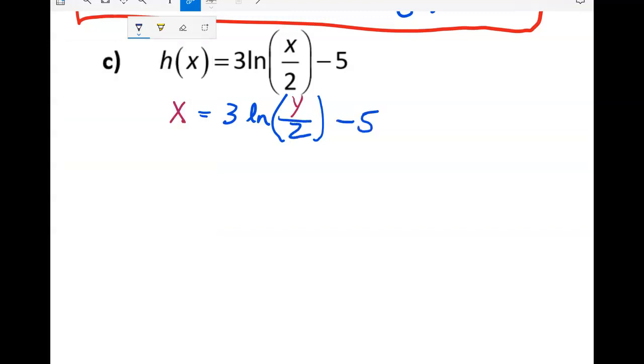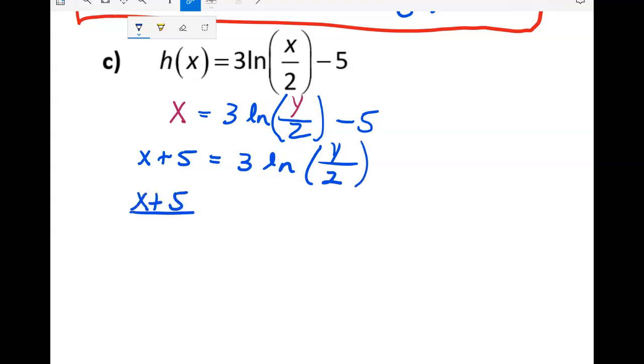Now we can go about solving this. Since we're solving for y, think about the operations that are happening to y. In order, divide by 2, then take the natural log, times 3, and minus 5. So that minus 5 is the first thing to go. We can undo it by adding 5. Next, the multiply by 3 has to go, and we can undo that by dividing by 3.